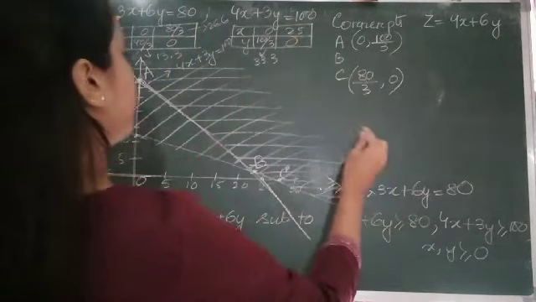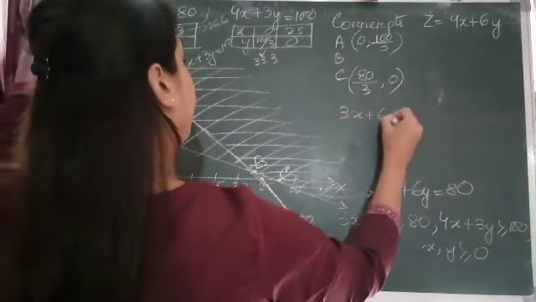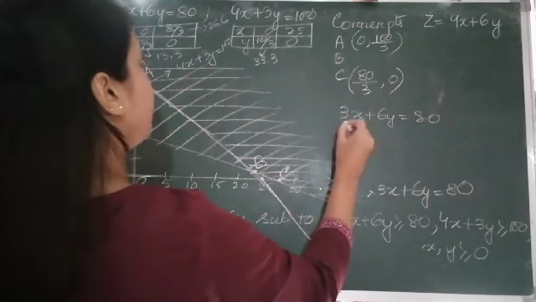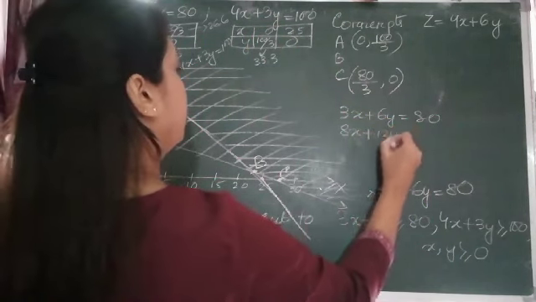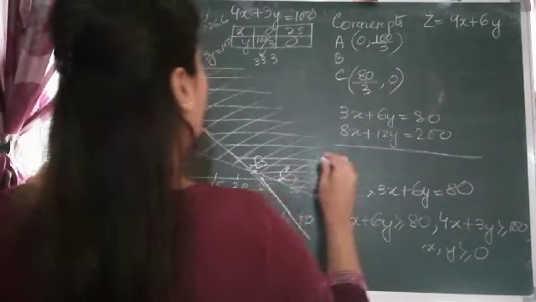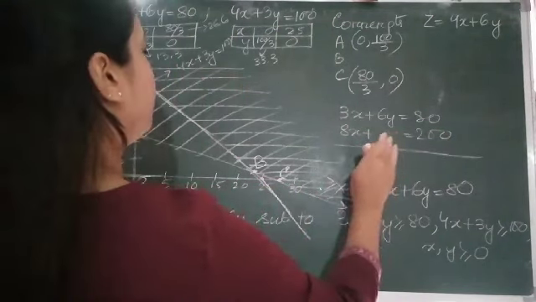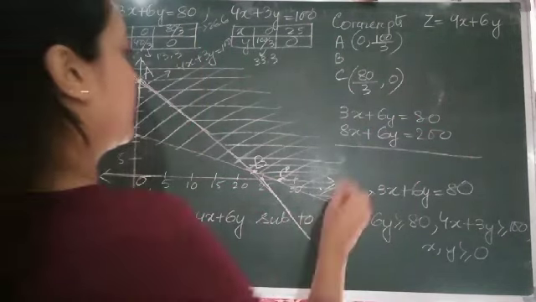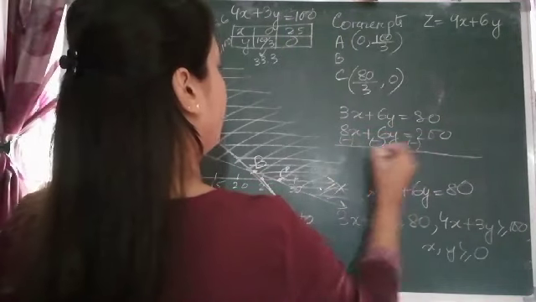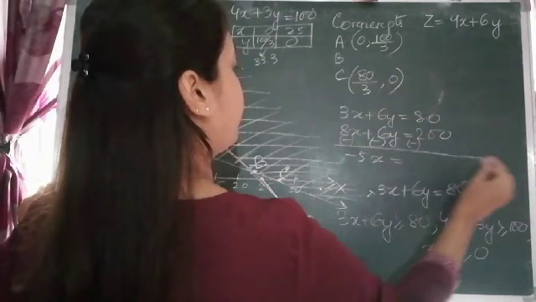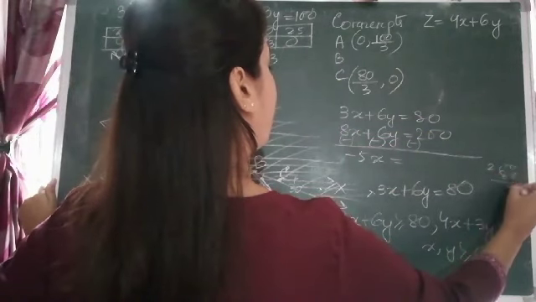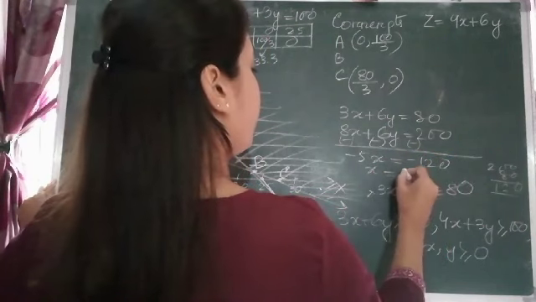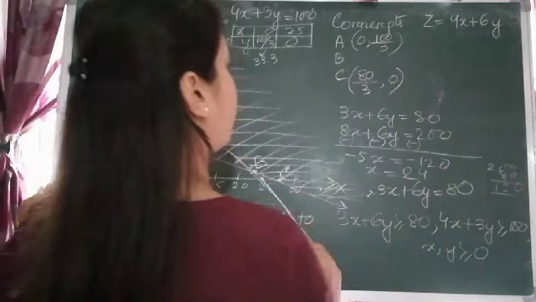So you solve both the equations. So equation 1, equation 2 into 2 will be equal to this. So subtract it, we'll get minus 5x equals minus 120. And hence the value of x is equal to 24.